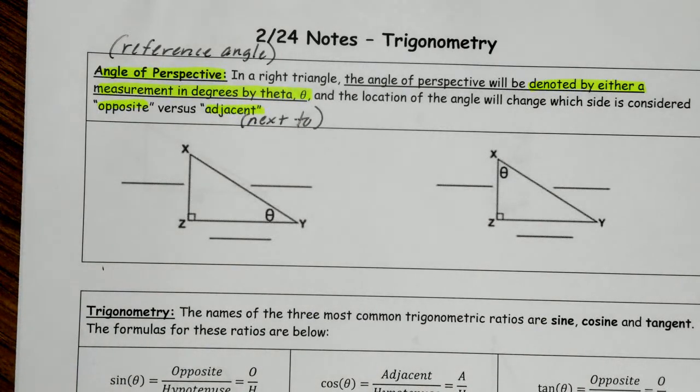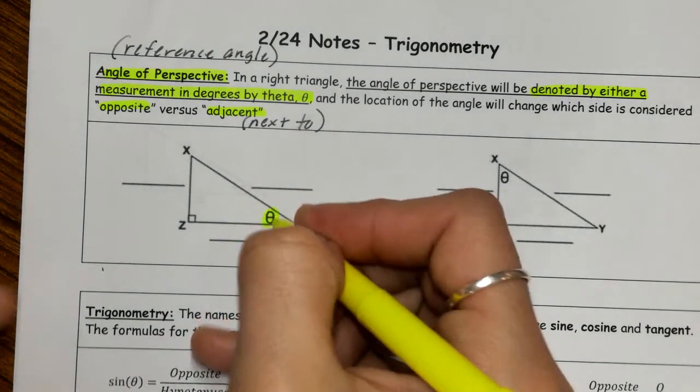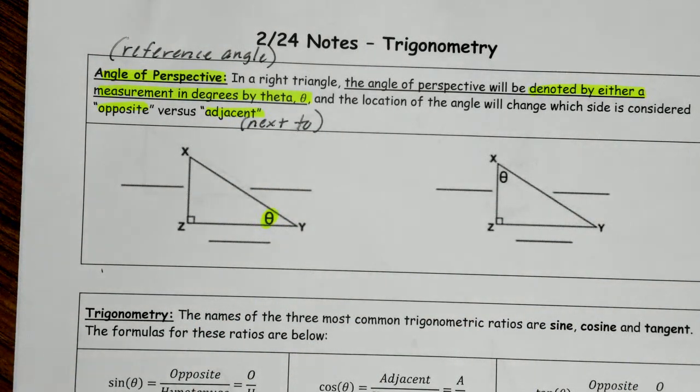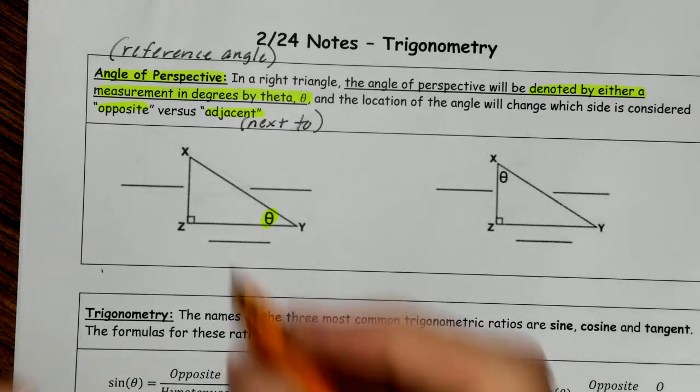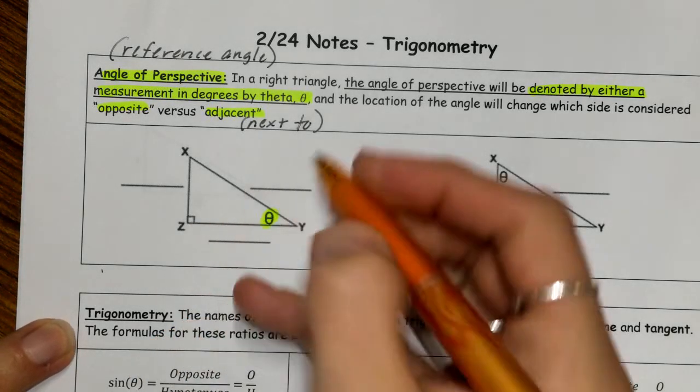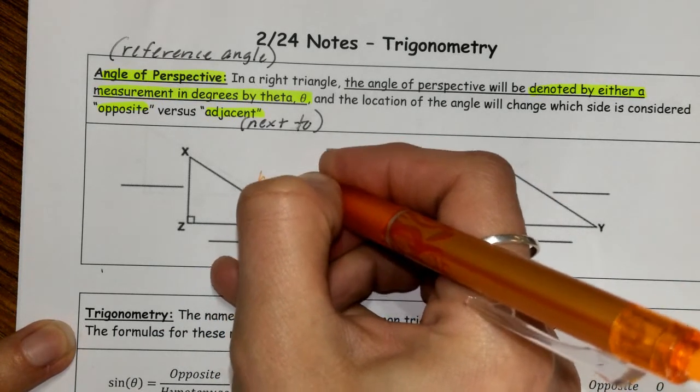So the first triangle we have here, let's find theta. This is our reference angle or angle of perspective. You've got 3 different sides: an adjacent, an opposite, and a hypotenuse. Your hypotenuse is always going to be located in the exact same spot, across from your 90-degree angle. So here we have our hypotenuse.